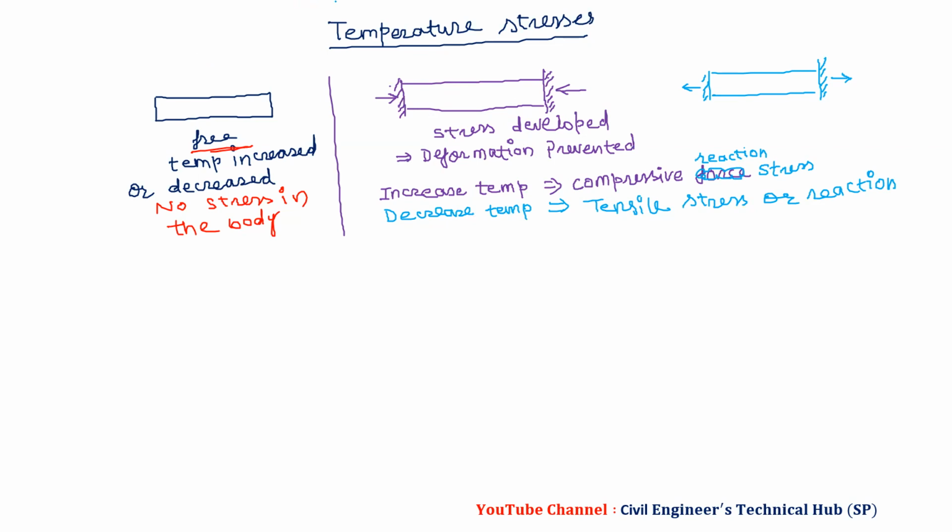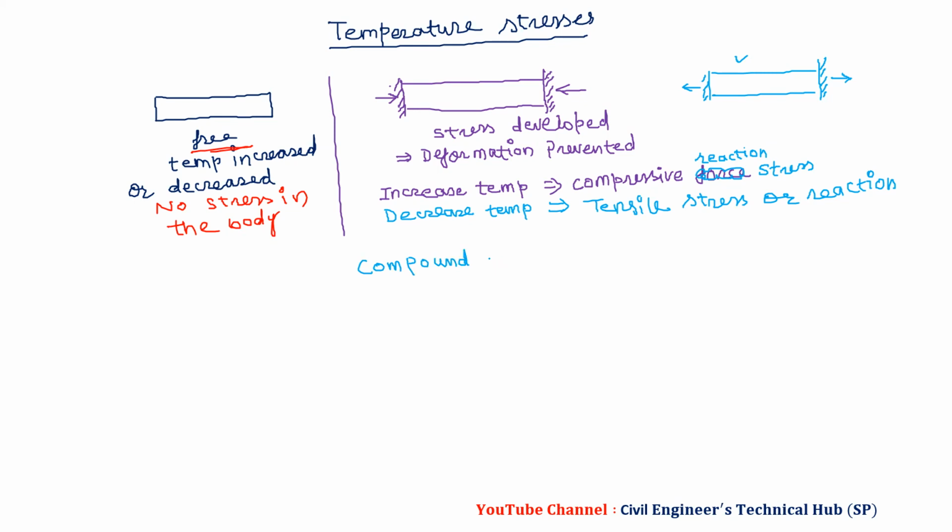Due to temperature increase, the body tries to elongate. We are going to keep the body between the supports because we have fixed supports. In that case, compressive reactions will be developed, which will develop compressive stresses. In the same way, we can explain tension by drawing this diagram. So this is what we say for a single member. Now the compound body, which is again important.